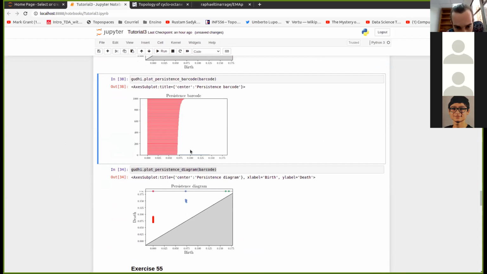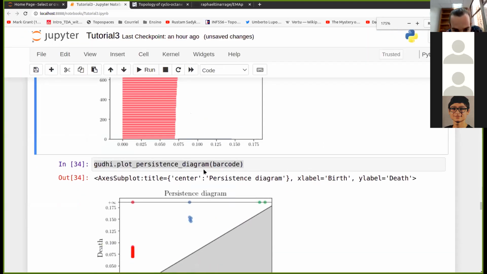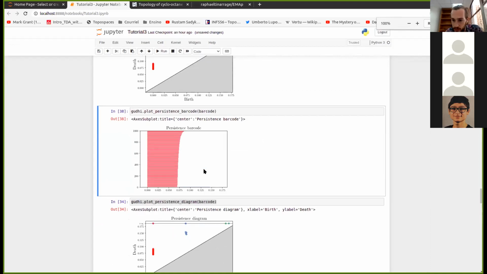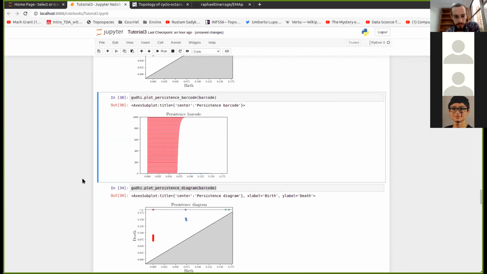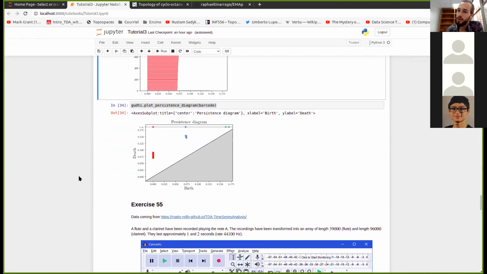Well, this is not very nice. There must be some red bars here, but this is so small, I cannot see anything. All right, so I hope this worked on your computer. This was a simple computation of persistent homology.